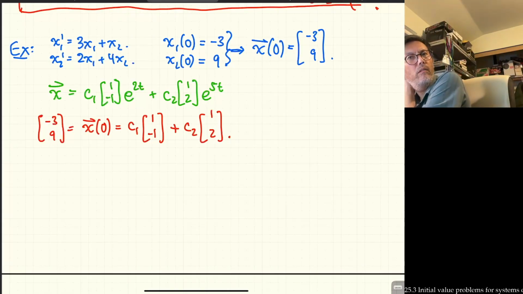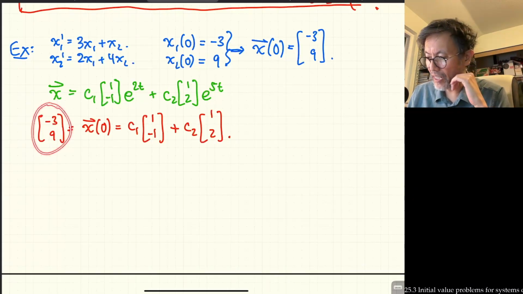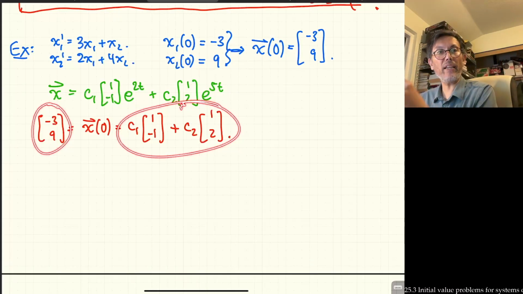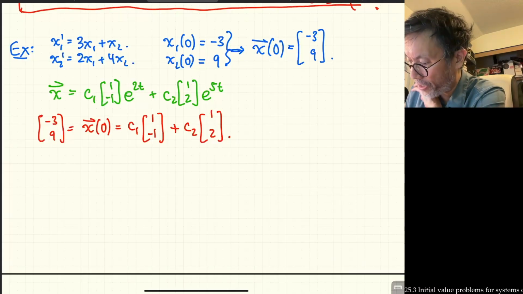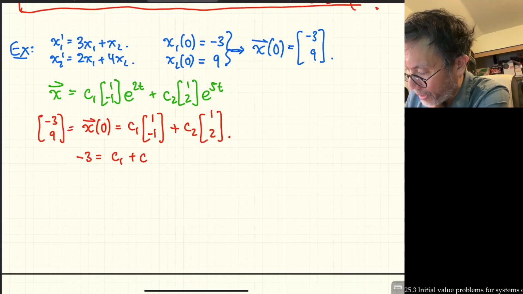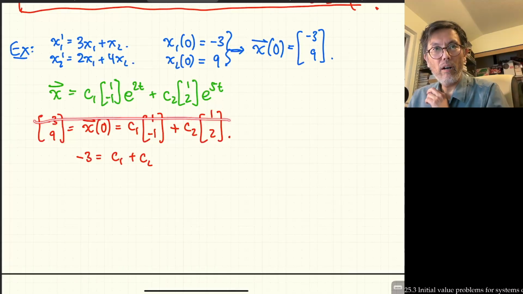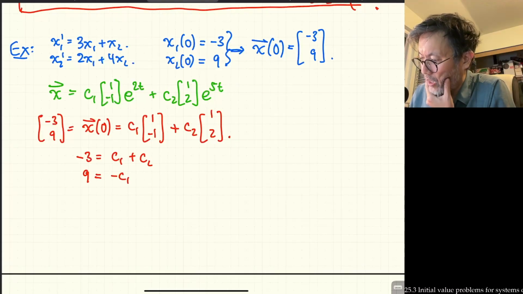Now what I can do is compare entries on the left-hand side and on the right-hand side. These are each 2-by-1 matrices, so I can set the entries equal to each other. That gives me two equations in two unknowns. I get -3 is equal to c1 times 1 plus c2 times 1. That's just me looking at the top row of all these vectors. And for the second equation, I get that 9 is equal to negative c1 plus 2c2.